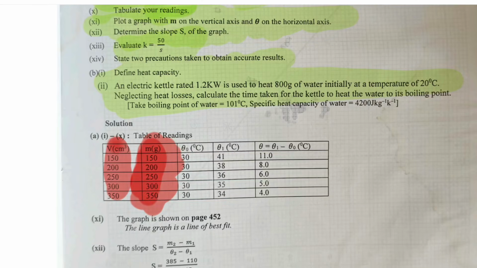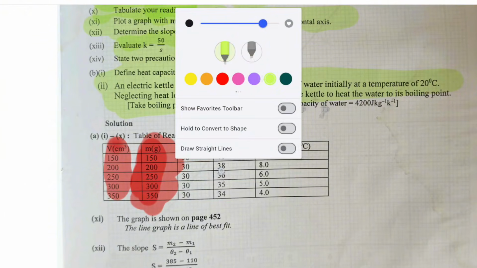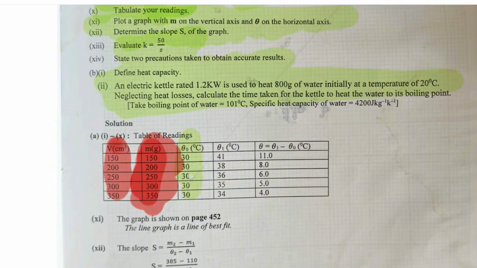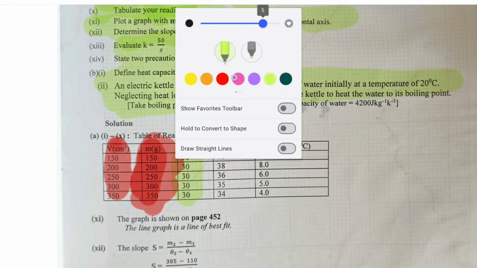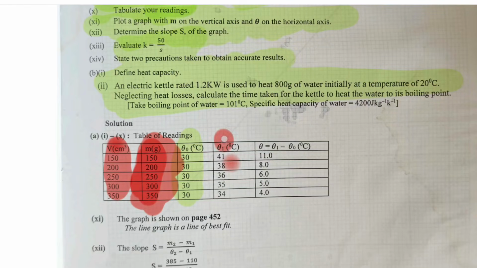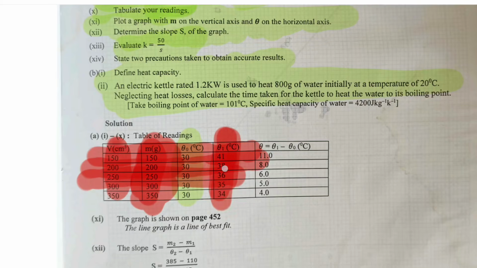Then you are expected to record your theta 0, which is at 0 degrees. You have 30, 30, 30. Everything will be constant. Then after that, you are expected to record your theta 1. For 150, you have 41 degrees. For 200, you have 38. For 250, you have this. So this is how your table is meant to look.